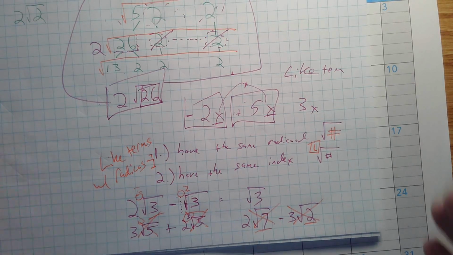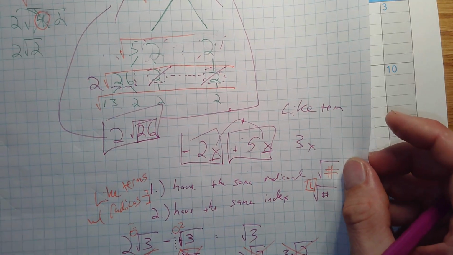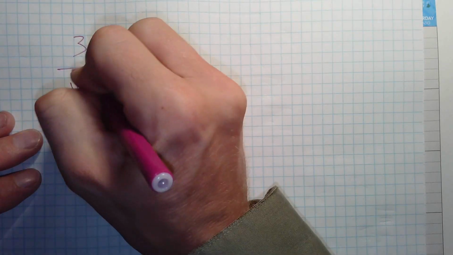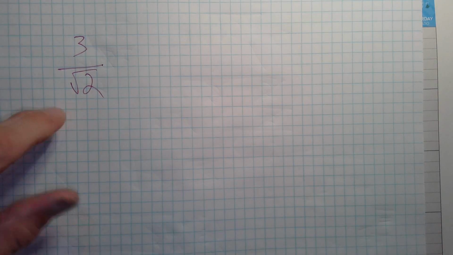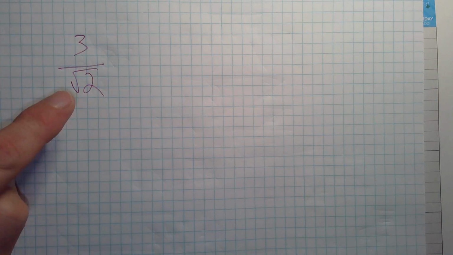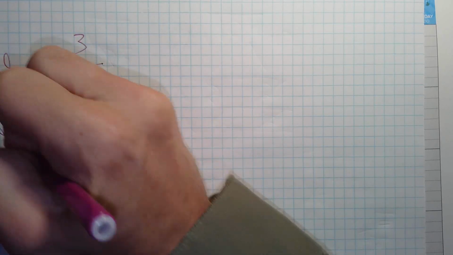All right, so lastly, we're going to talk about multiplying and dividing radicals. This is pretty easy. First off, if we ever have a fraction that has, say, 3 divided by square root of 2, in algebra, this is like having an unsimplified fraction. We don't do it. We don't put radicals in the denominator. This is bad. No radicals in the denominator.